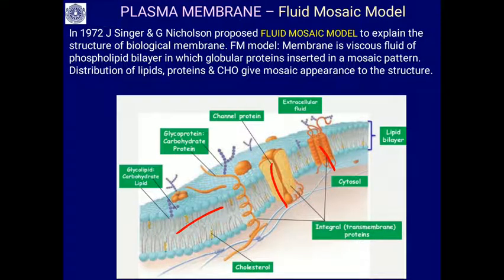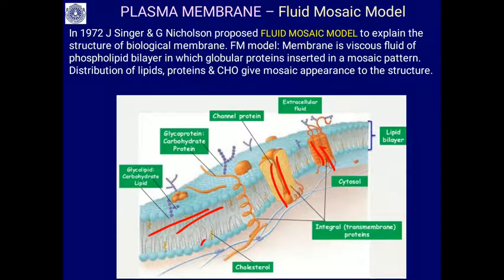There is no definite pattern, you can see it is a mosaic pattern, and they also keep on changing their position in the membrane itself. The distribution of lipids, proteins and carbohydrates gives a mosaic appearance to the structure. So, you will be able to see this is the fluid mosaic model, and you will see the phospholipid bilayer, and these phospholipids have their movement restricted by the presence of cholesterol, you can see. Then these are the integral proteins, they span 2 or 3 times, you can see.